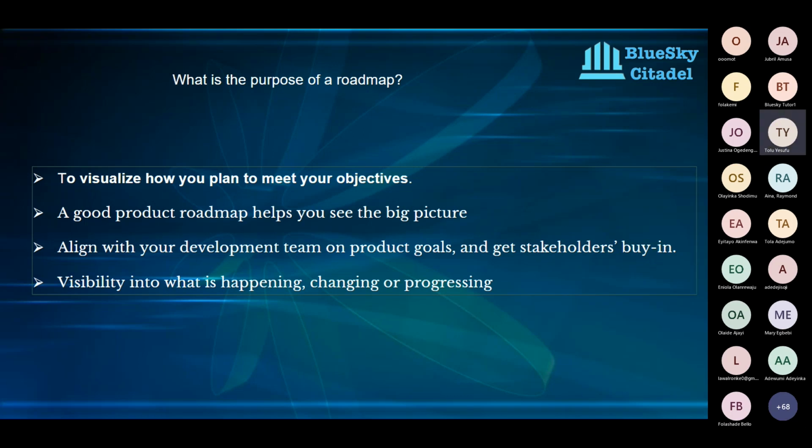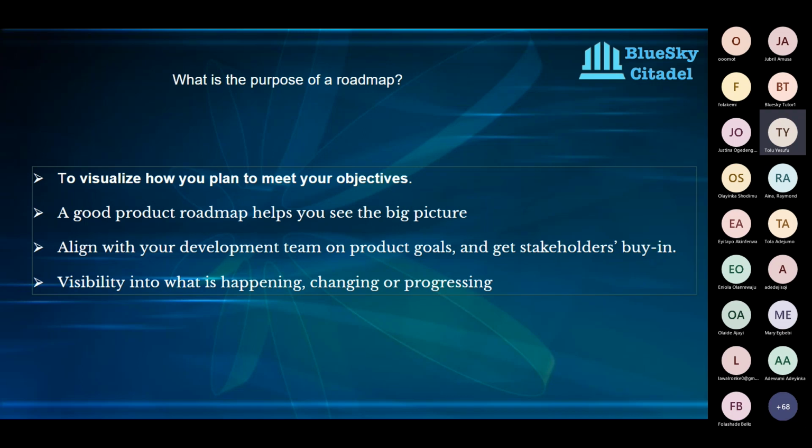Now, a good product roadmap also helps you to see the big picture. So it's one thing to have a vision, to say this is the vision for the project. This is the objective. This is what we're planning to do. This is what we want to do. This is what we want to achieve. We can keep jumping into meetings and calls and keep talking about it. When you put it on a roadmap, it helps you to see that big picture of what you're talking about.